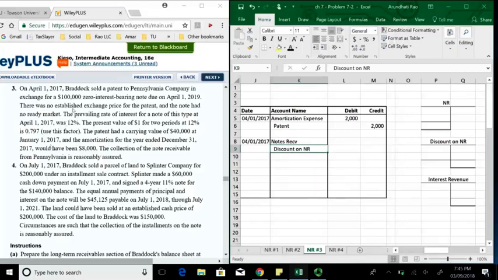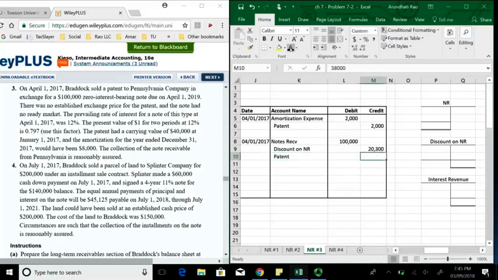So $100,000 times 0.797 will give me 79,700. So let me write down a few numbers over here. The discount is 100,000 minus 79,700, which is 20,300.